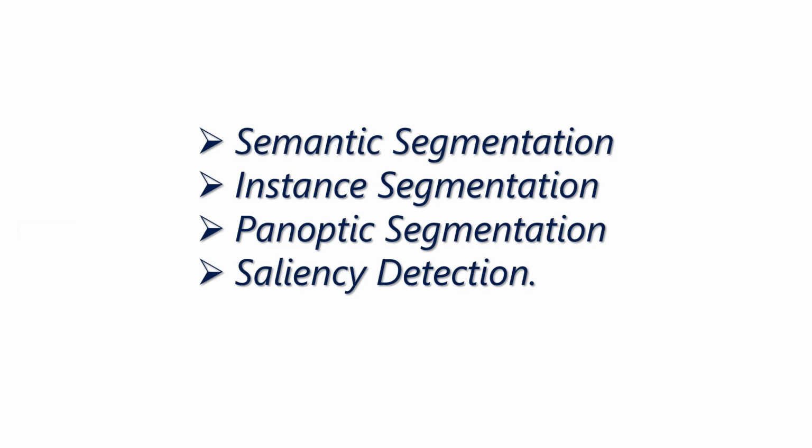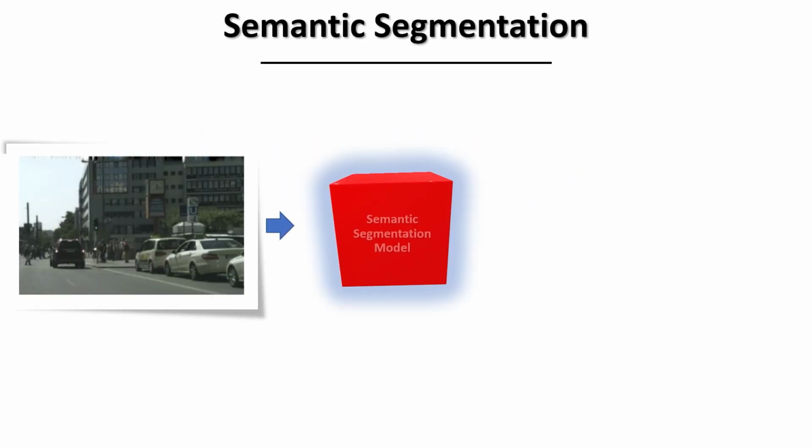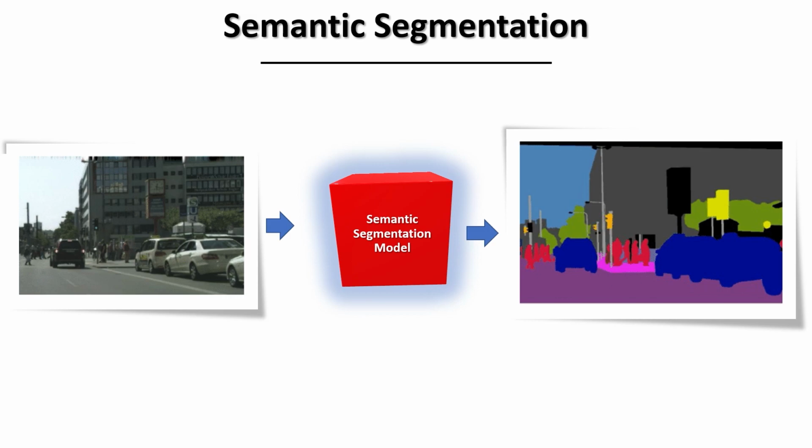Now the task of image segmentation can be divided into several categories. Let's understand each of them. First off, we have semantic segmentation. In this type of segmentation, our task is to assign a class label, for example a pedestrian, car, or tree, etc., to every pixel in the image.